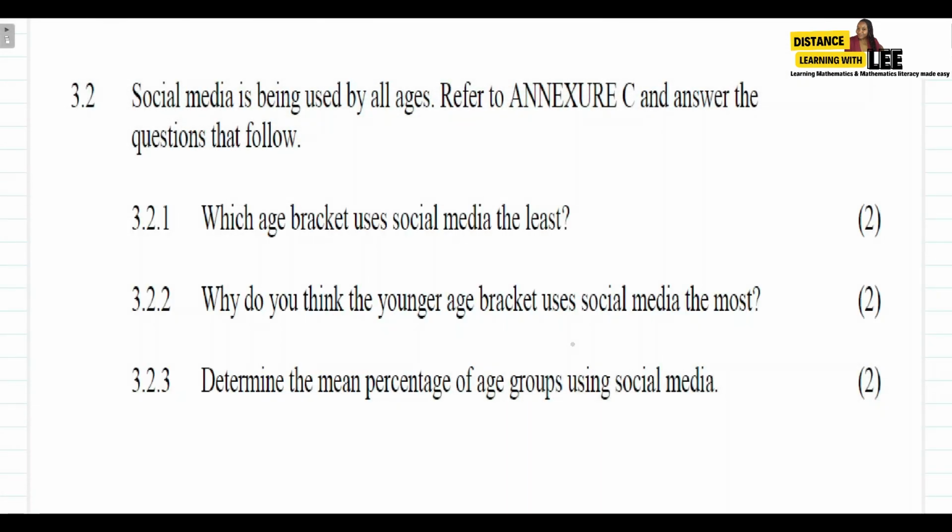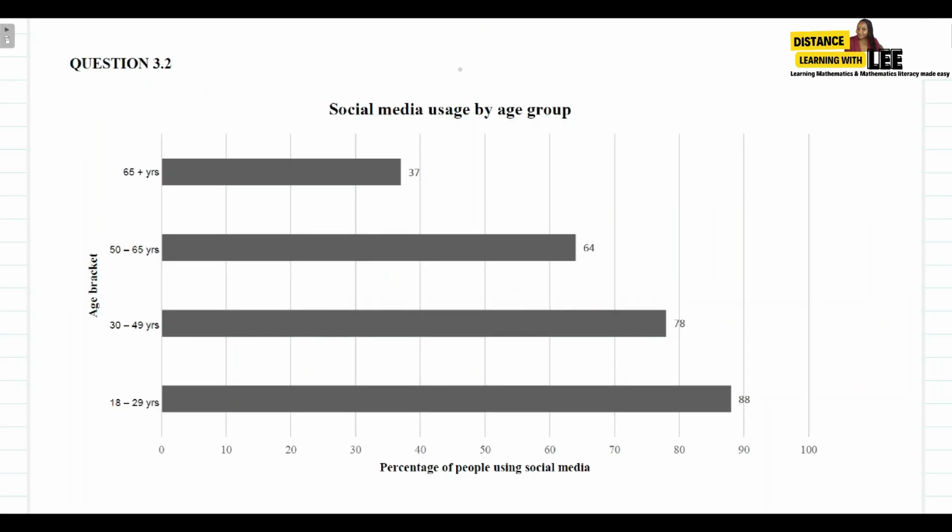3.2 says that social media is being used by all ages, right? We need to refer to an extra C and answer the questions that follow. So we're going to analyze an extra C. Okay, this is our extra C, and an extra C is a bar graph. So this is actually a horizontal bar graph, because we can see that our bars are horizontal.